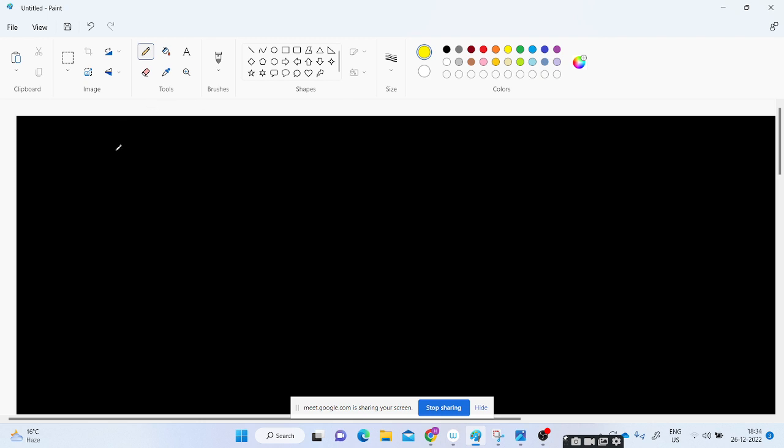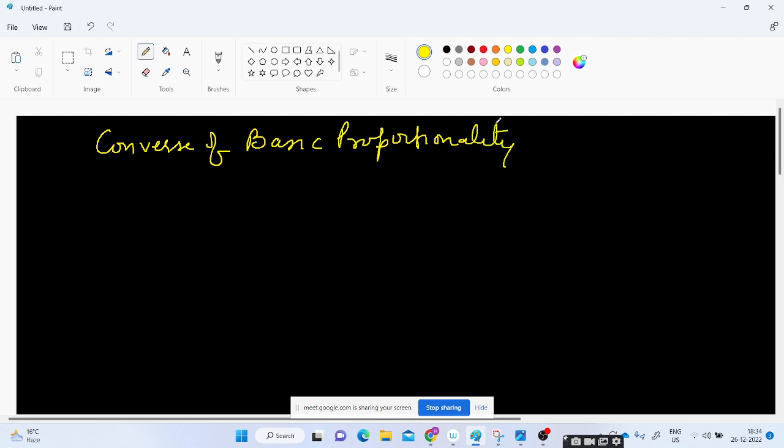So this is converse of basic proportionality theorem. Okay, and so basic proportionality theorem is क्या अंडरस्टैंडिंग है बीपीटी की.